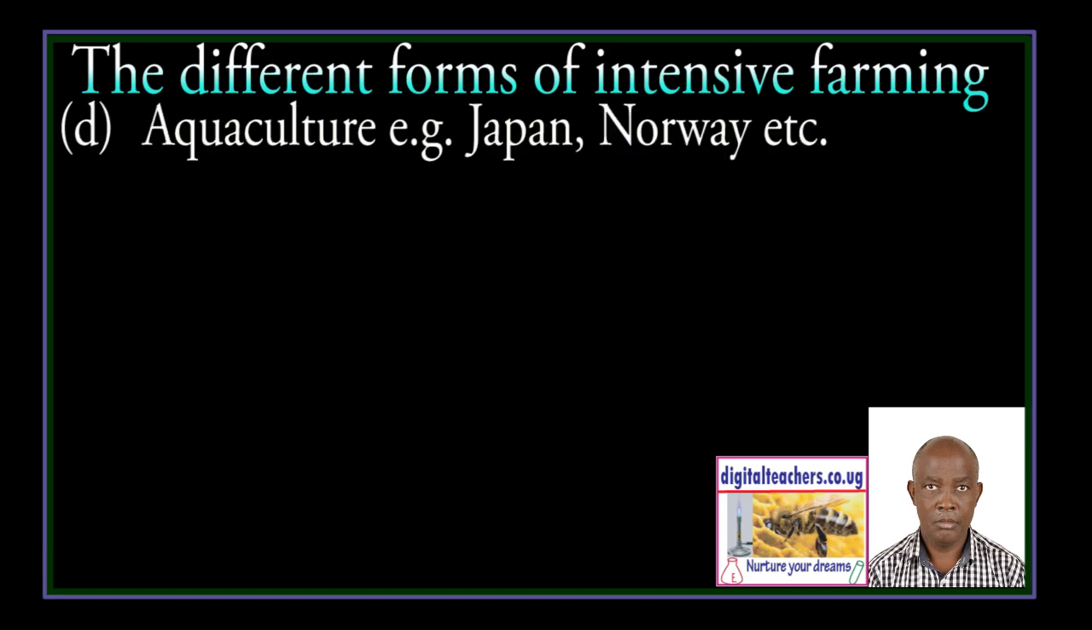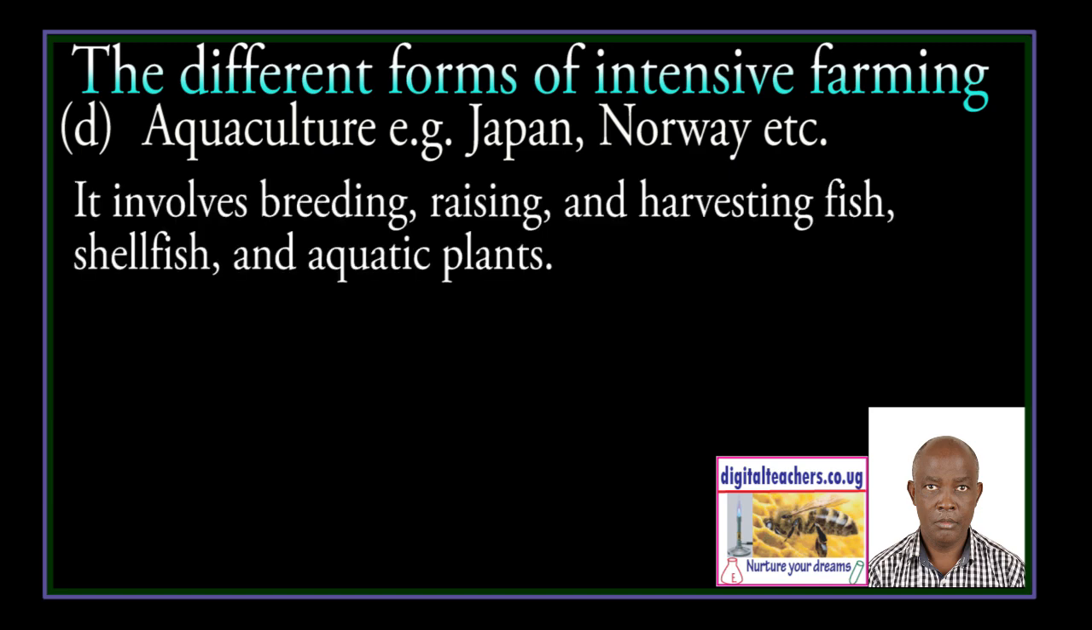D. Aquaculture. For example, in Japan, Norway, and so on. It involves breeding, raising, and harvesting fish, shellfish, and aquatic plants.